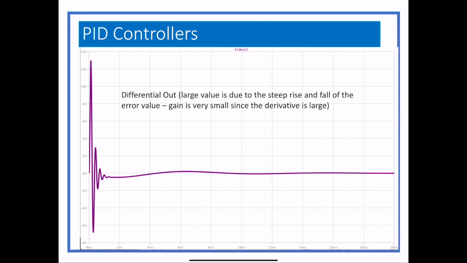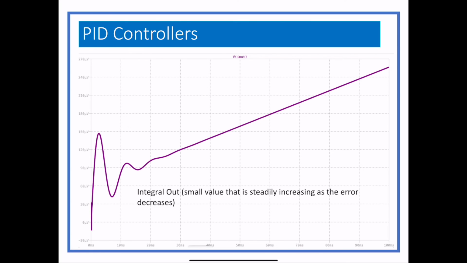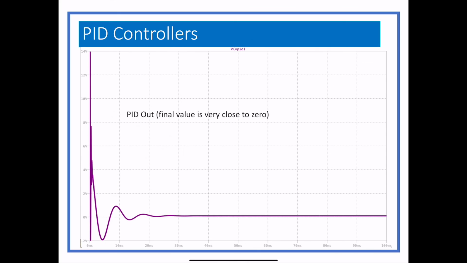And then the integral value, the last one, starts out small, and it kind of gets bigger, but it's really, really tiny. You'll notice that it is on the order of microvolts. It's just an offsetting kind of thing, looking in the past and seeing what's happening. So the output combines all these together, and when it does, you notice that the signal stabilizes really fast by taking the combination of these three things.